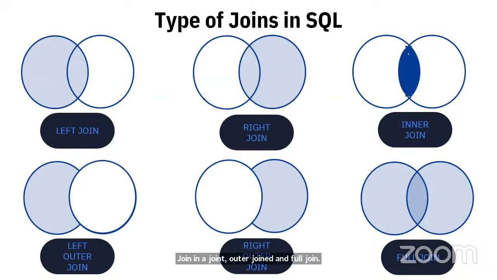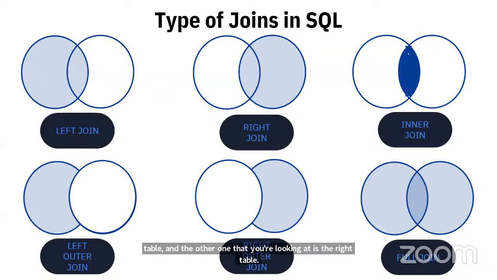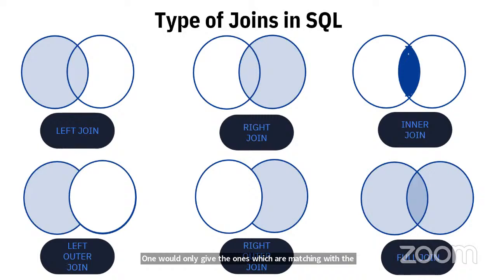So left join is basically when you get the whole of the left table. Assume that you are joining two tables, and one, let's say, is the left table, and the other one that you're looking at is the right table. Left join would extract data for the whole of the left table, and the right one would only give the ones which are matching, and the rest would basically be nulls.